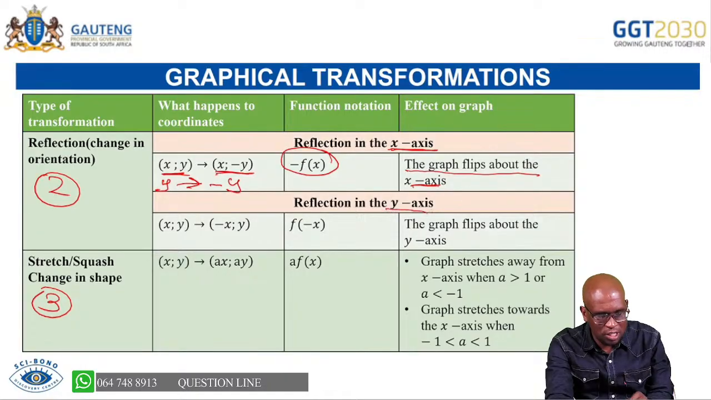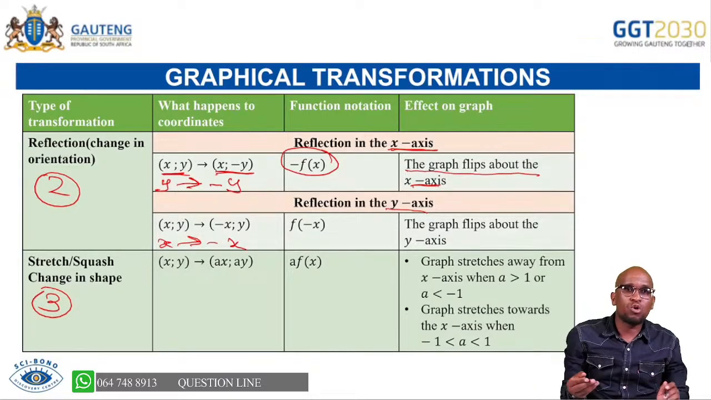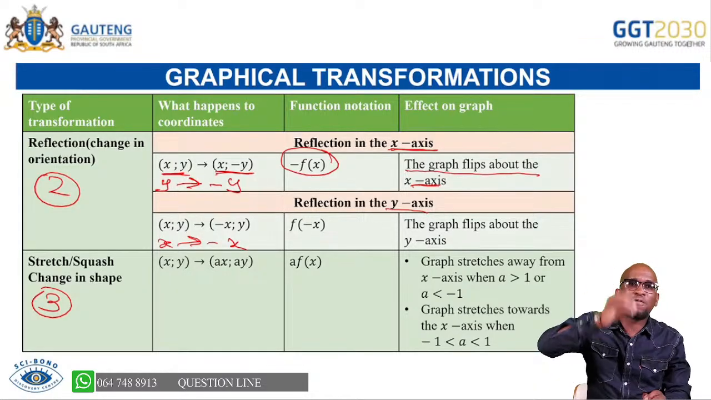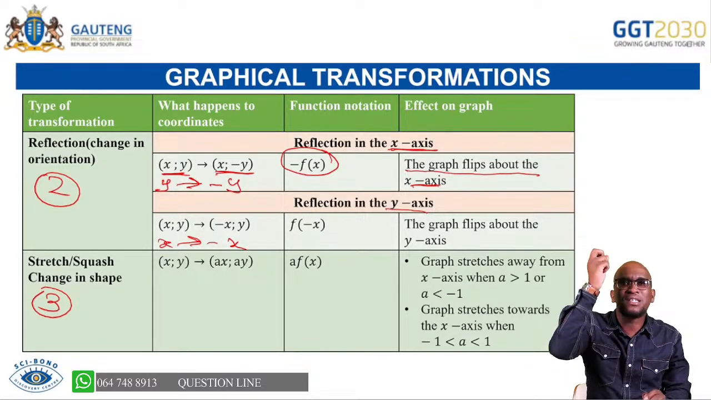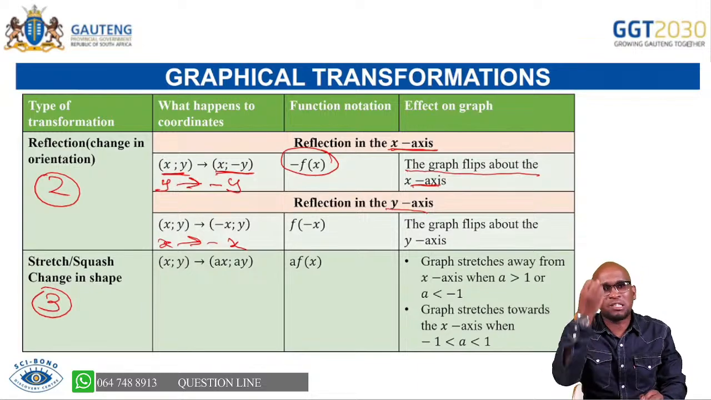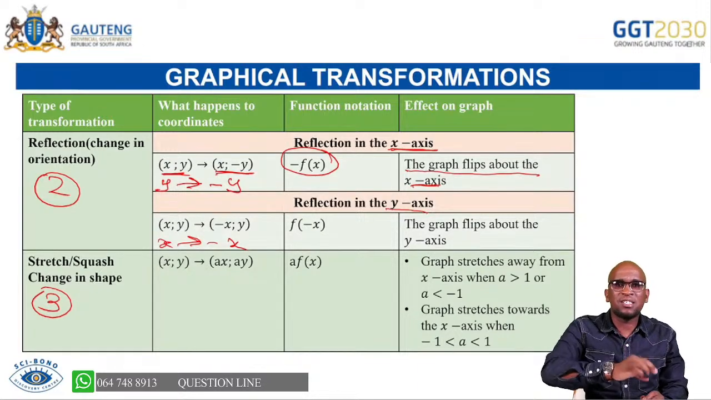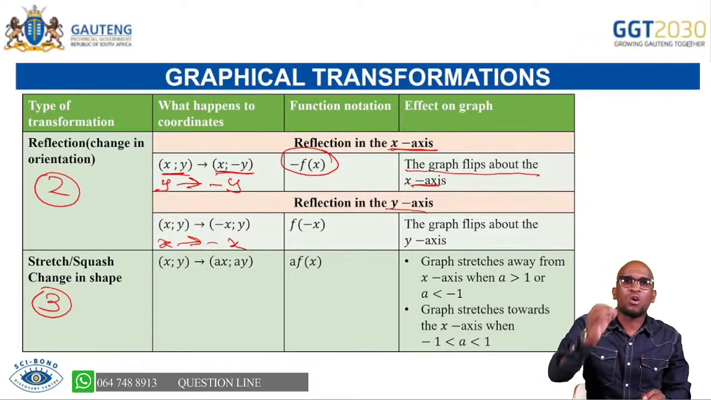Let's look at the reflection in the y-axis. In the y-axis, x becomes negative x. So the axis that you are reflecting with maintains its sign, and then the other axis changes the sign. X-axis, y changes sign.